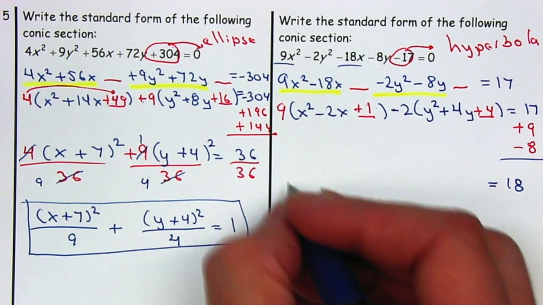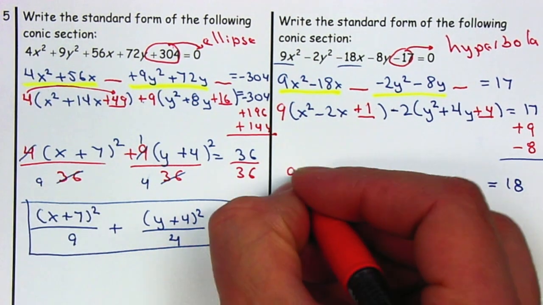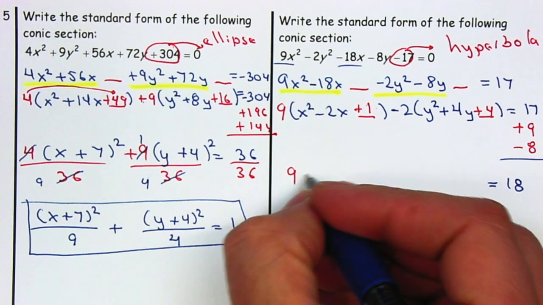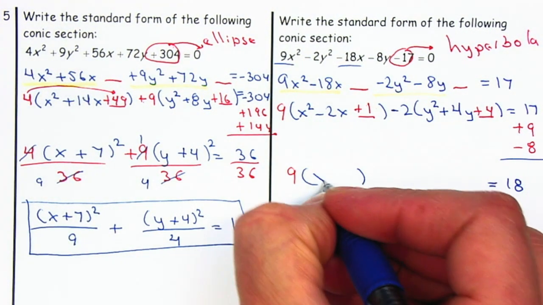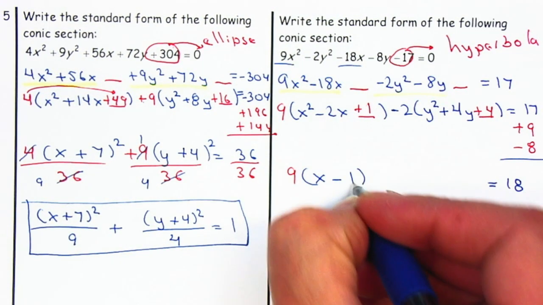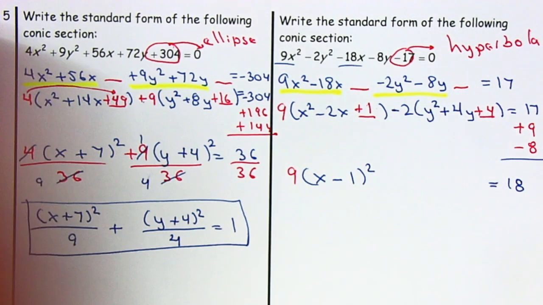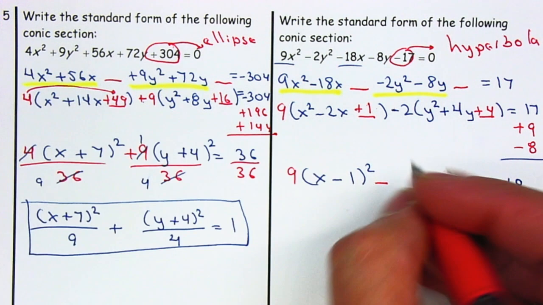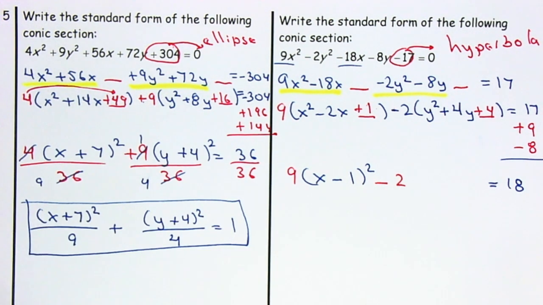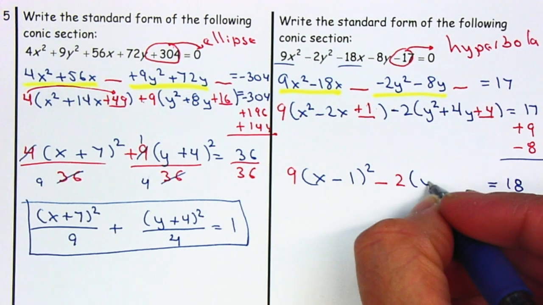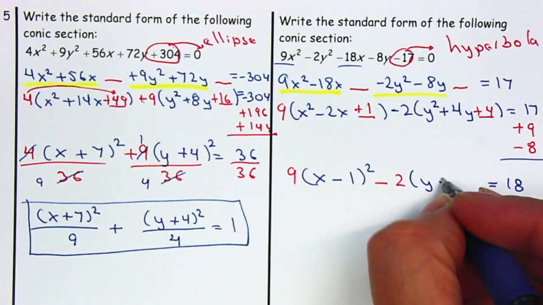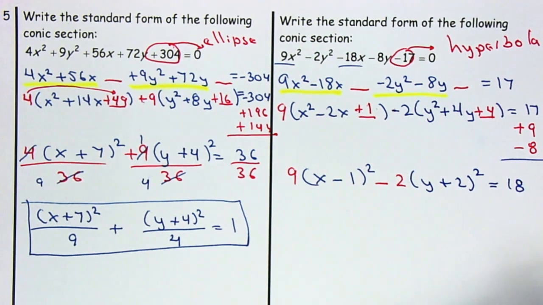I'm not going to factor this out. I have a 9 outside. Double parentheses, but I know they're going to be the same, so factors of x squared are x. This will give me negative 1 squared. Minus 2. Factors of y squared are y, and this will give me plus 2 squared.